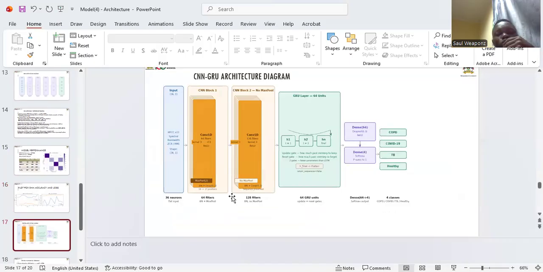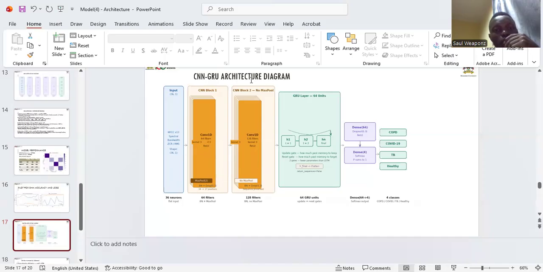Yeah, so here I come to my fourth model, whose architectural diagram has been displayed. That's the CNN GRU architecture. It is more like the CNN LSTM, but here we are adding the GRU layer on top of the blocks. So we take in, of course, 36 features. And when we come to the CNN layers, we still have 64 filters. These are going to extract feature patterns from the 36 acoustic features.